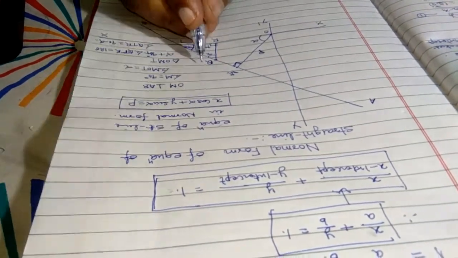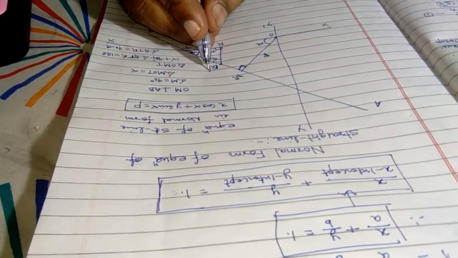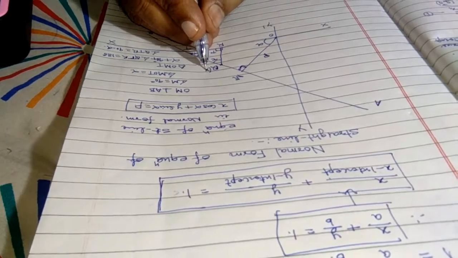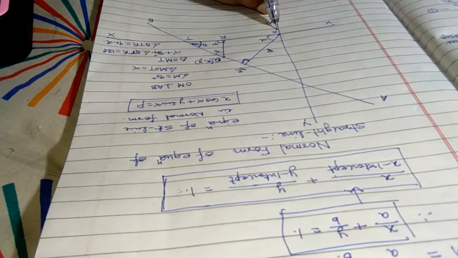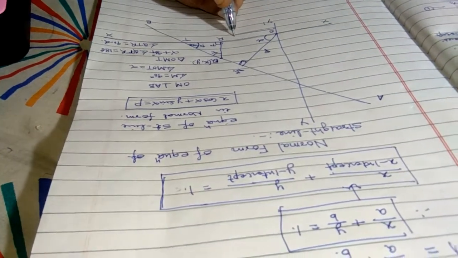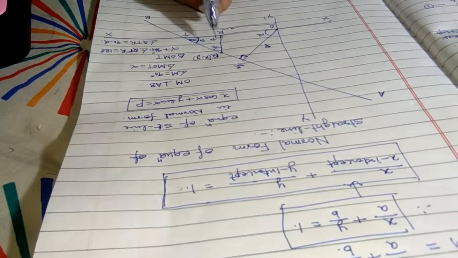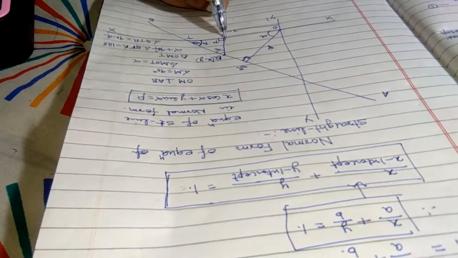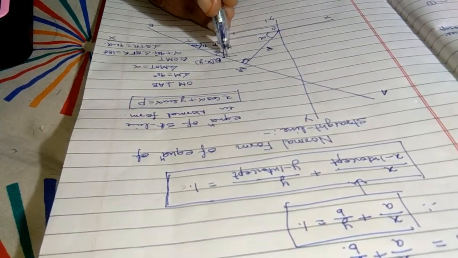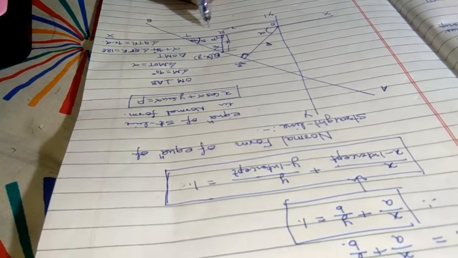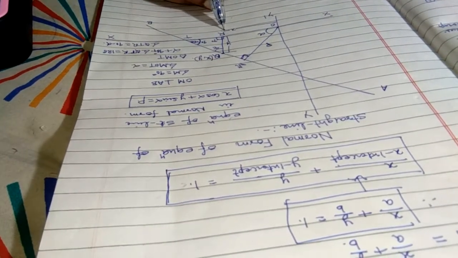So now suppose the coordinate of the point Q is taken as a variable point (x, y). So what will be the value of OR? It is x, and what will be the value of QR? It is y. So this value is y and this value is x.